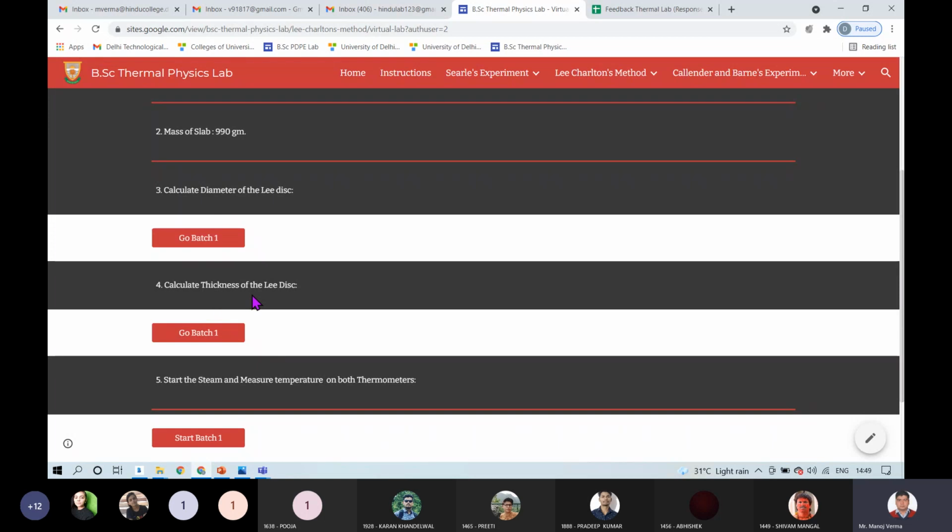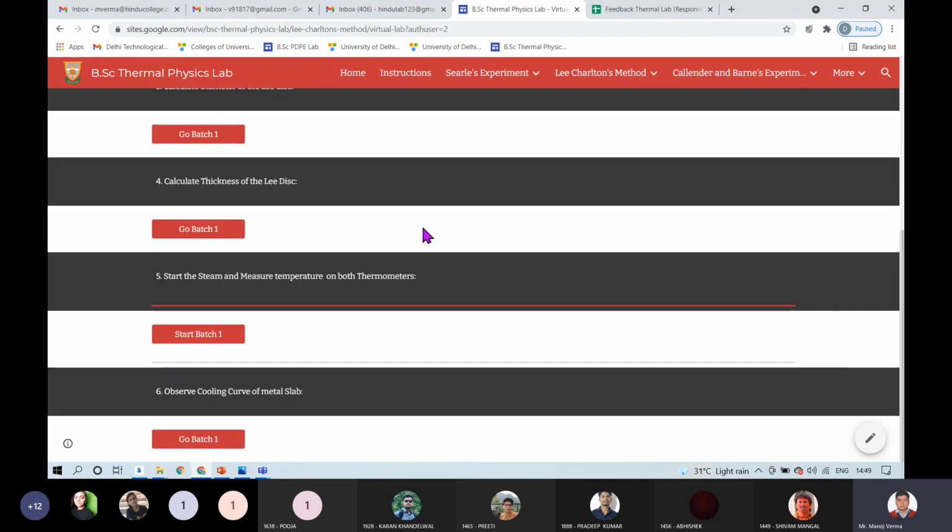Similarly you can find the thickness of this lead disc by this, and after that what you were supposed to do is start the steam and measure the temperature on both the thermometers. If you click on that, it will start giving you values at 3 minutes, at 6 minutes, at 9 minutes. So you will be making an observation table with time, temperature T1 and temperature T2.